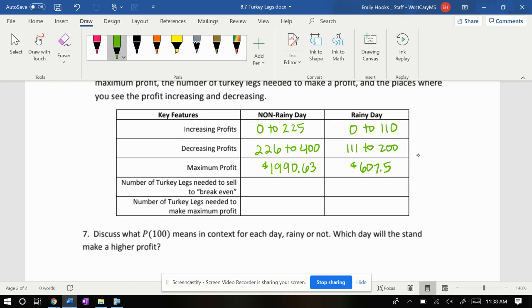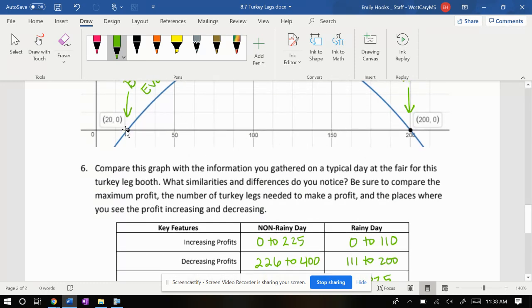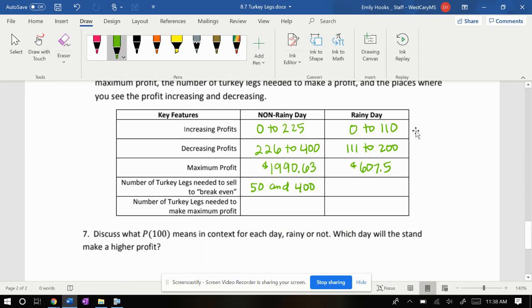So the number of turkey legs needed to break even. On a non-rainy day, 50 and 400. So those are your 2 break-even points. On a rainy day, it's 20 and 200. And the number of turkey legs needed to make max profit, this one was 225.